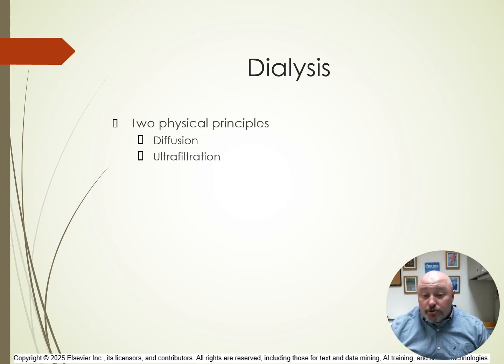Dialysis works on two separate principles. Dialysis is defined as the separation of solutes by different diffusion through a porous or semi-permeable membrane. In the case of diffusion, this is the movement of solutes, such as urea, from the patient's blood to the dialysate solution across that semi-permeable membrane. On the other side is ultrafiltration, and this is the removal of excess water from the patient.